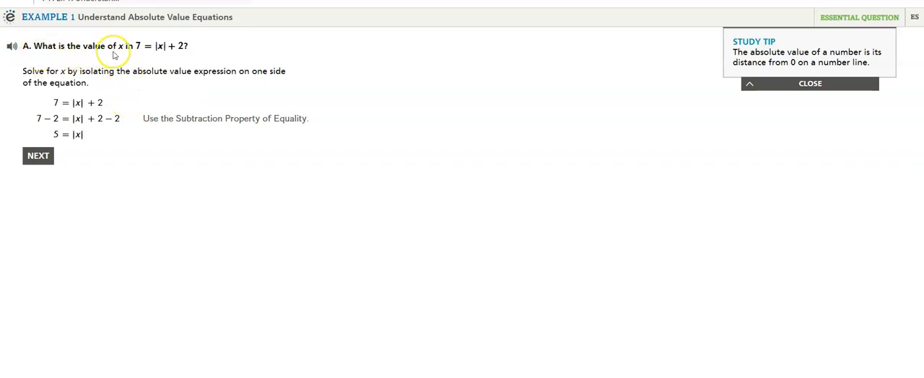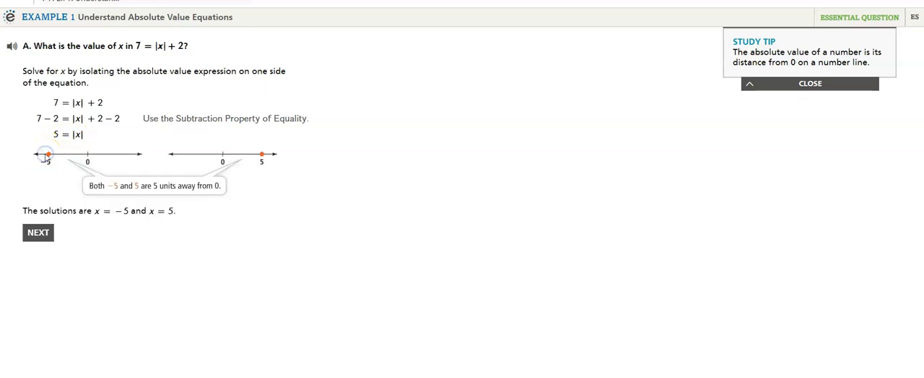And now we're going to see what that means when we have it in an equation. We want to know what the value of x is in the equation 7 equals the absolute value of x plus 2. First we're just going to treat it like a regular old equation. Just pretend that that x is just a regular x. Use the subtraction property of equality to subtract 2 from both sides, isolating the absolute value of x all by itself. So now we have an answer. The absolute value of x is 5. What are we going to do with that information?